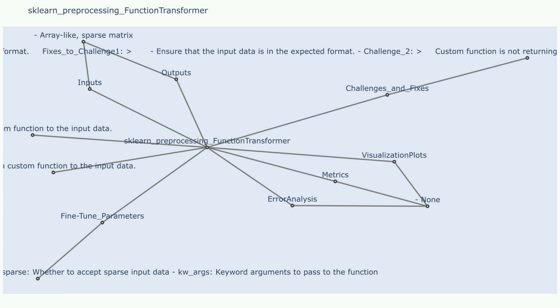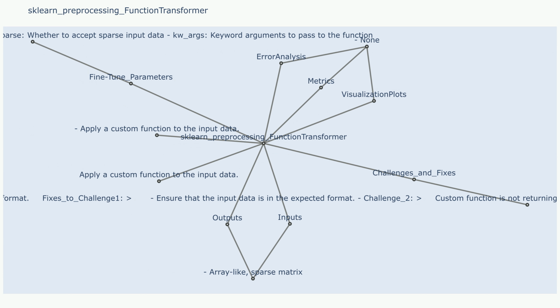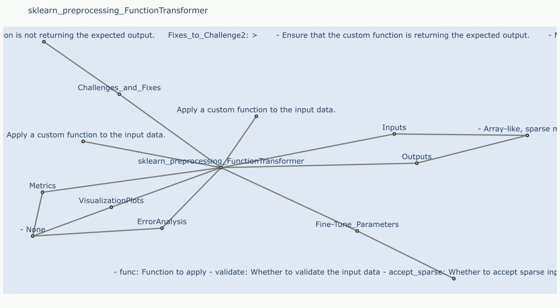Uncertainty methods: none. FunctionTransformer doesn't offer uncertainty quantification methods. Uncertainty would be tied to the function you are using and any related methods it might have. Challenges and fixes. Challenge 1: function output format is not compatible with downstream models.